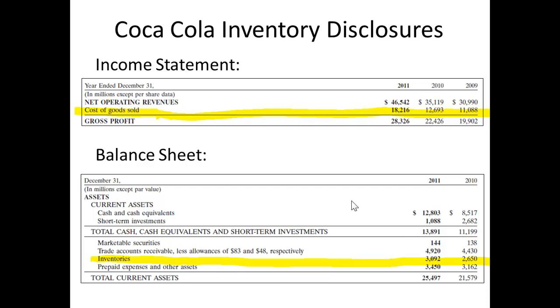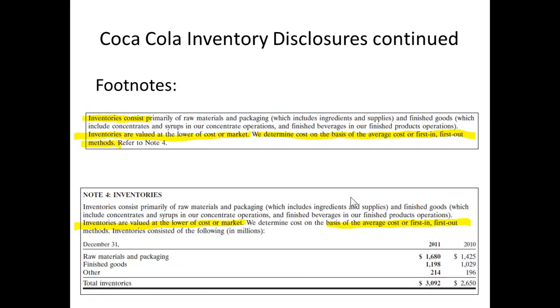Where does inventory show up? It shows up in two places: on the income statement via cost of goods sold, and as a current asset in inventories. This is Coca-Cola. Coca-Cola also must disclose what the inventories consist of, if they're valued at the lower of cost or market, and what inventory method is used. In this case, they use average cost or first in, first out, known as FIFO. In addition, they have to disclose all of their different types of inventories and their dollar amounts.